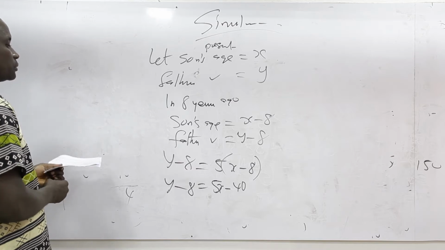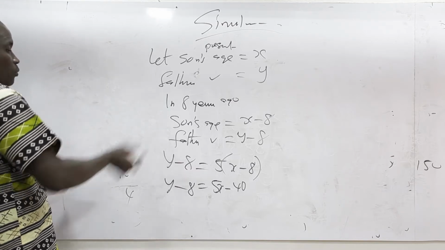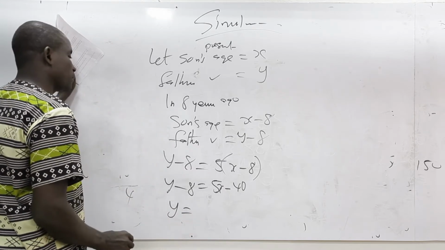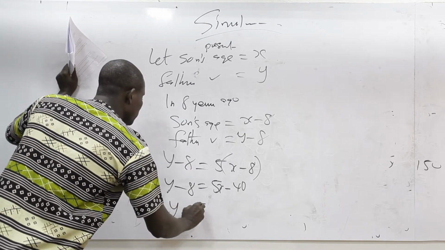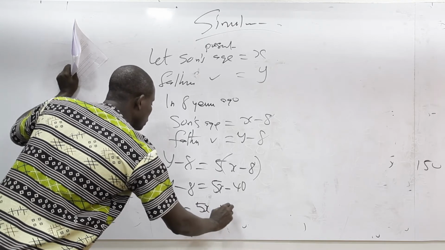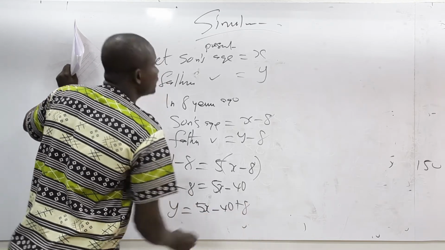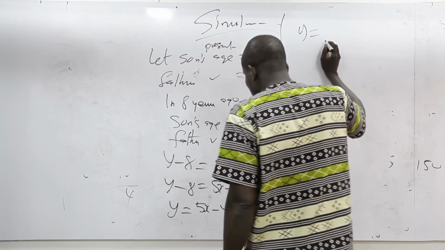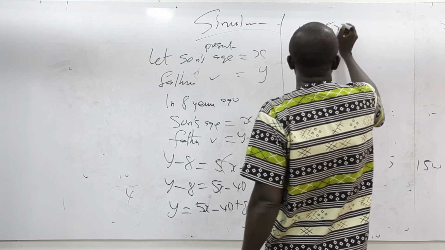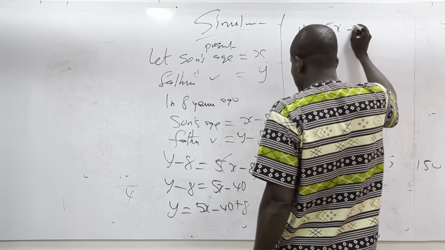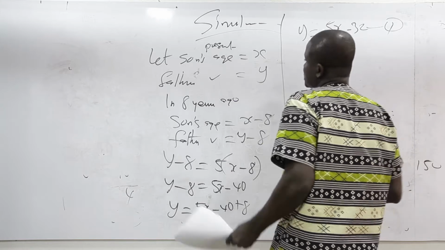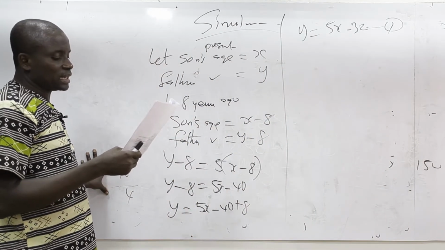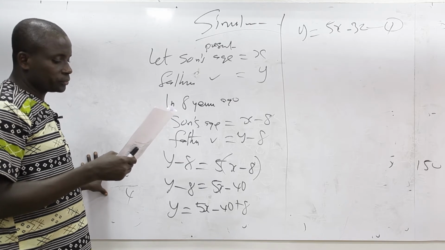Okay. So I can move this one there and say that y is equal to what? 5x minus 40 plus 8. So subsequently, y is equal to what? 5x minus 32. This is your equation 1. Then, this is what? Ago.